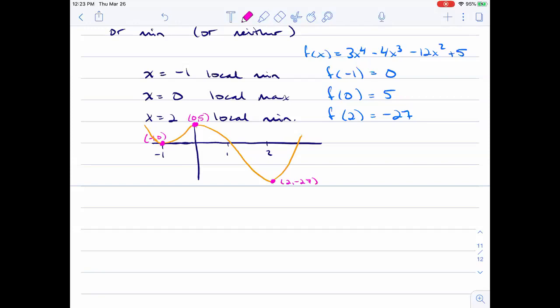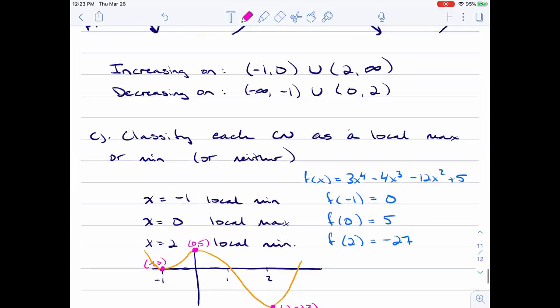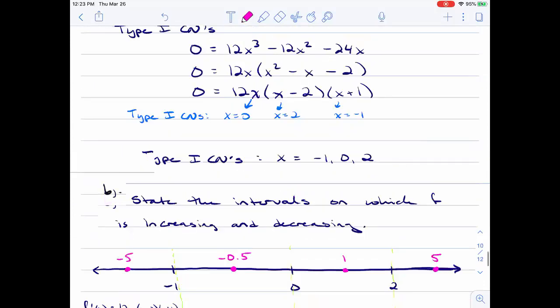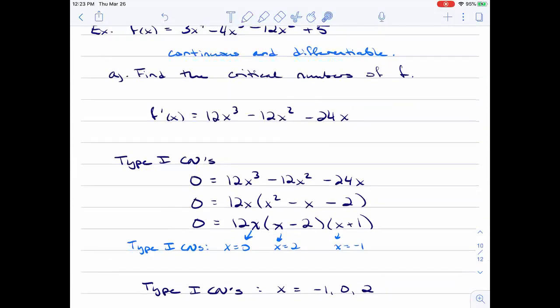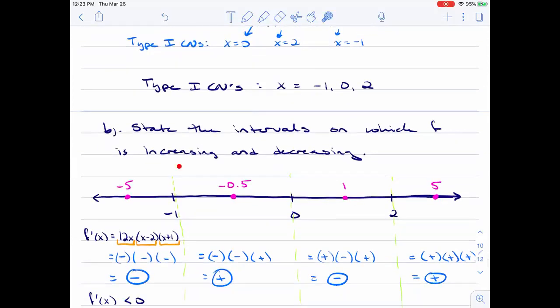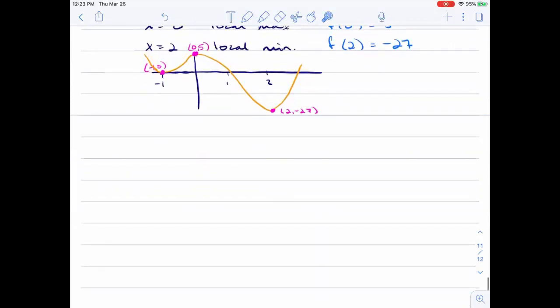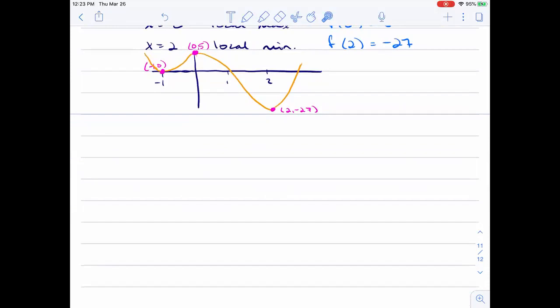So those are all the ways that we could use the first derivative. We can figure out where the critical numbers are, where it is increasing and decreasing, where the first derivative is positive or negative. And then finally, we can classify things as a local max or min, or neither if the sign doesn't change.